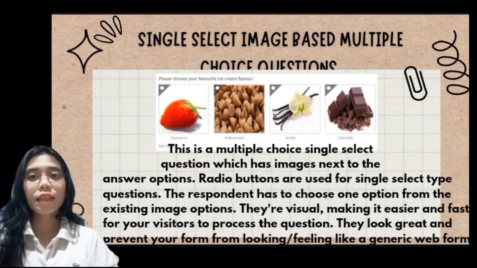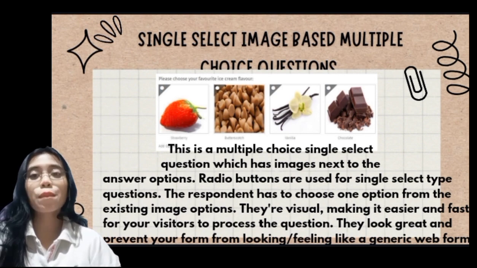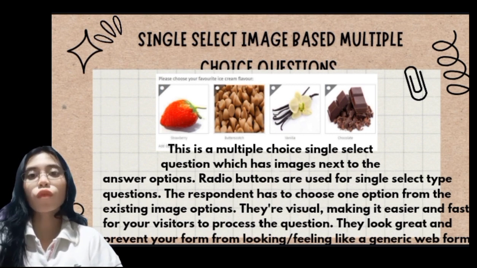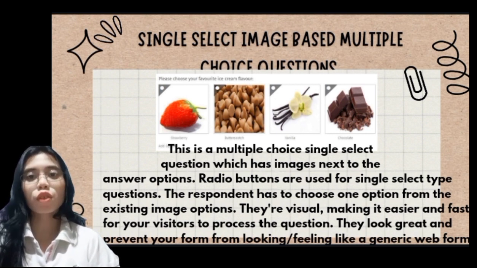Next is single select image-based multiple choice question. This is a multiple choice single select question which has images next to the answer options. Radio buttons are used for single select type questions. The respondent has to choose one option from the existing image options.